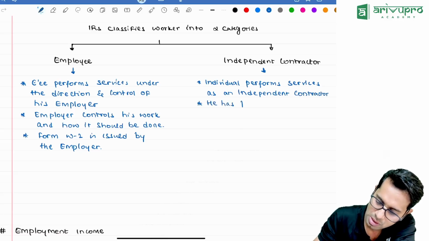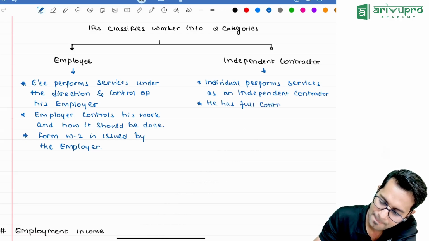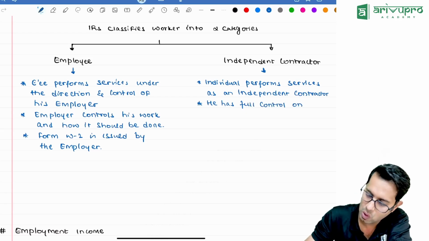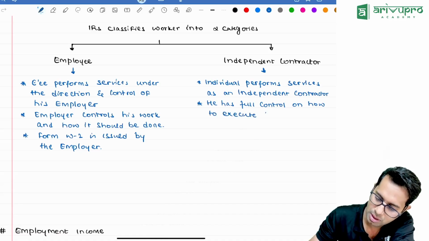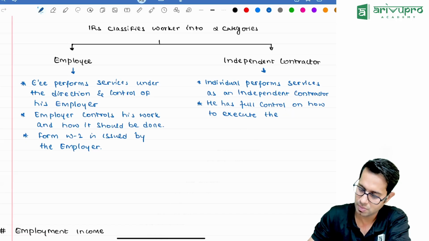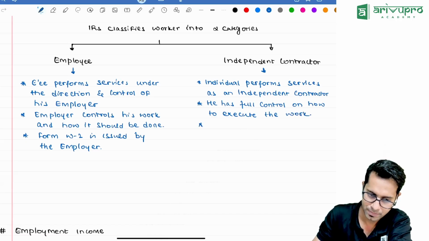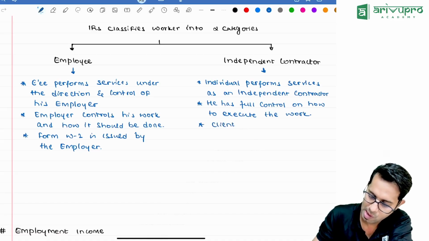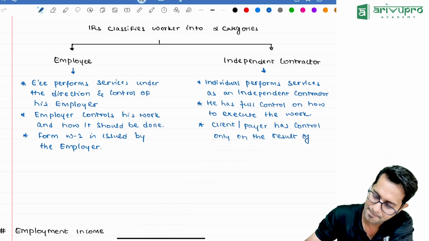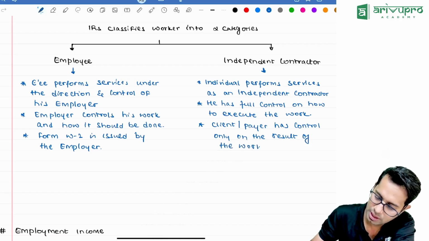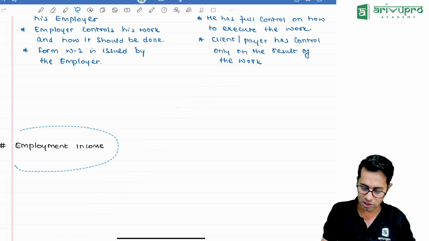He has full control on how to execute the work, how to carry on the work. The client or the payer, the person who is paying the money to him, has control only on the result of the work. So your client will have control only on the result of that particular work.